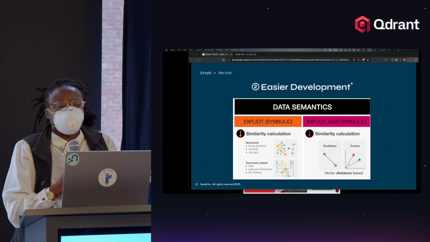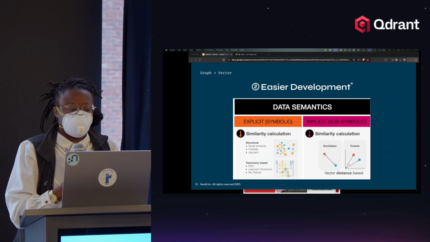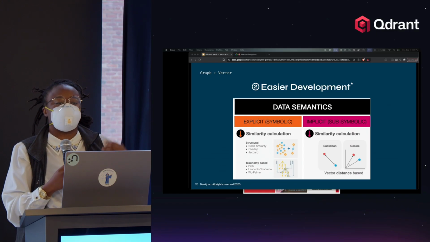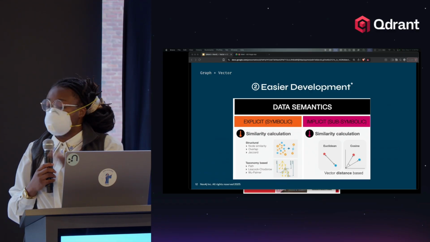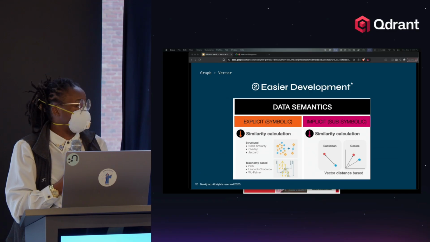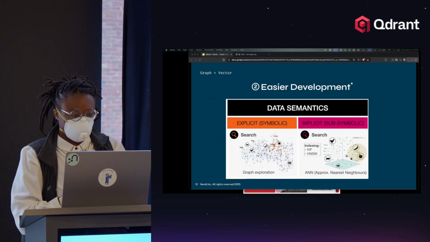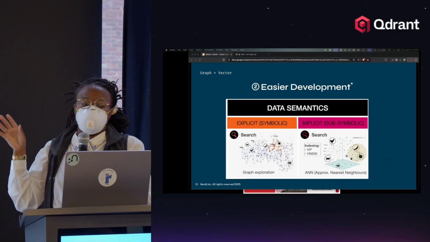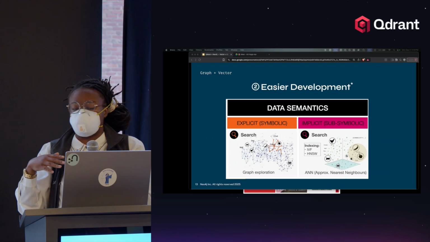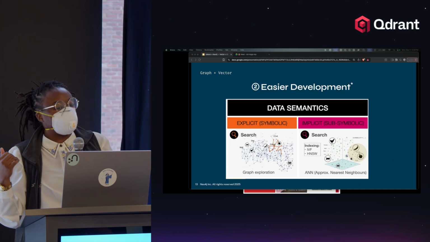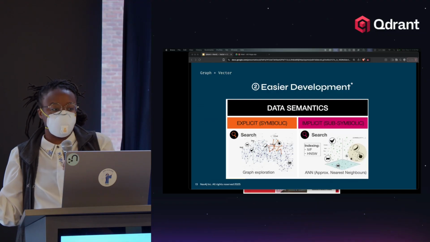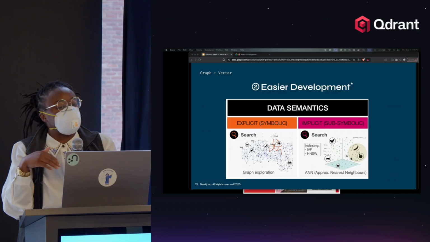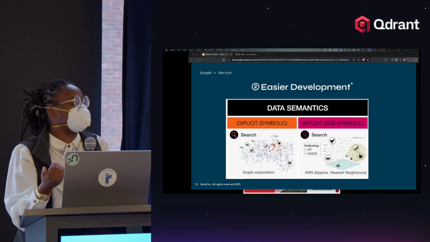You can also run similarity calculations on both explicit and implicit data: more explicit methods for structural and taxonomy-based similarity searches on graph nodes, or implicit or sub-symbolic similarity searches like Euclidean or cosine similarity. The last piece about easier development is that you can run search algorithms using both explicit graph traversals and the more implicit methods like ANN, or approximate nearest neighbor search. So instead of forcing yourself to use implicit and approximate searches, if you add a knowledge graph onto your retrieval path, exploration of that data is actually easier.